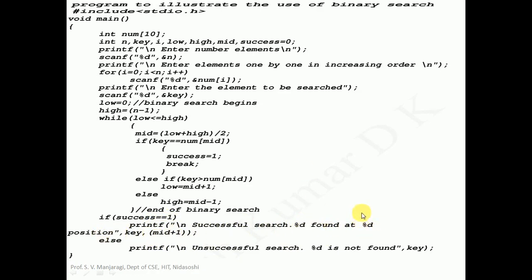There is a second placeholder where we take mid plus 1, that is the position of the key found. If this condition is not correct, if key doesn't match with middle element, it will be false. If it is false, then this part will be skipped and we go to else if. There is one more condition. Compare whether key is greater than middle element.